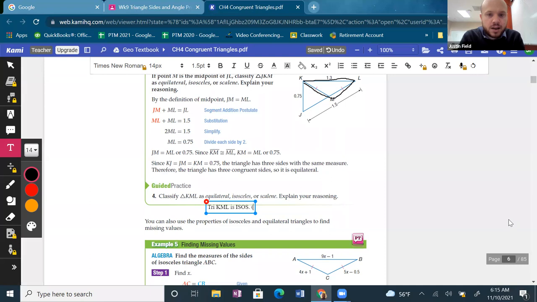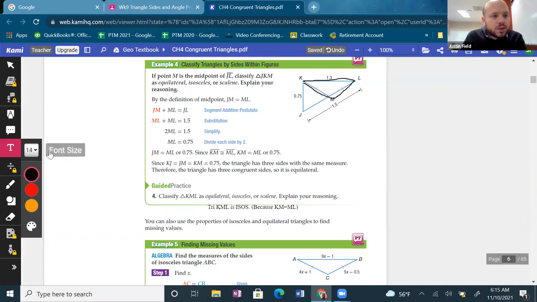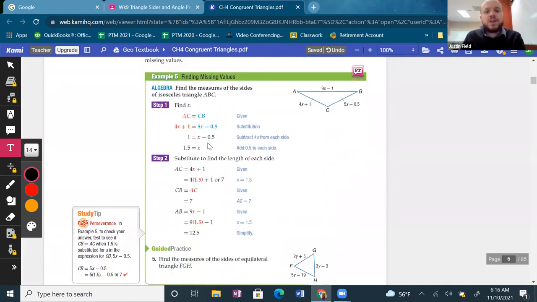I could say because KM is congruent to ML, just using the equal sign because I don't know. This can't anyway. Find the missing value.